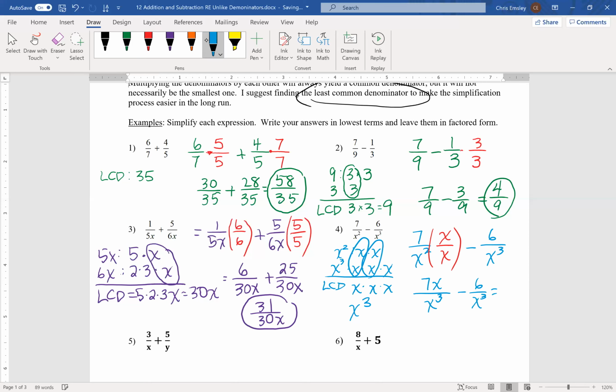We now have that common denominator. Now notice up top, 7x minus 6, those are not like terms. We cannot combine them. So we just write them out as we see it, 7x minus 6 over x cubed. There would be our final answer.